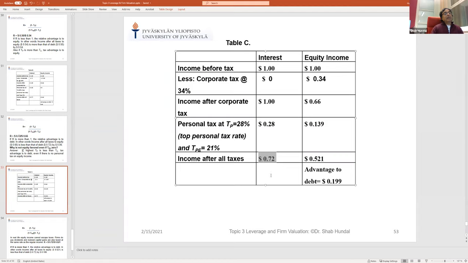But this advantage is not as massive or as one-sided as we saw during the debt tax shield discussion, which was totally pro-debt. I showed you with one example that about $30,000 million BP was able to generate only because of debt. It's a crazy amount. But then you can criticize that your discussion is not based on full taxation dynamics. It's only based on the corporate tax rate. I think we need to go beyond it and also consider the personal tax rate.